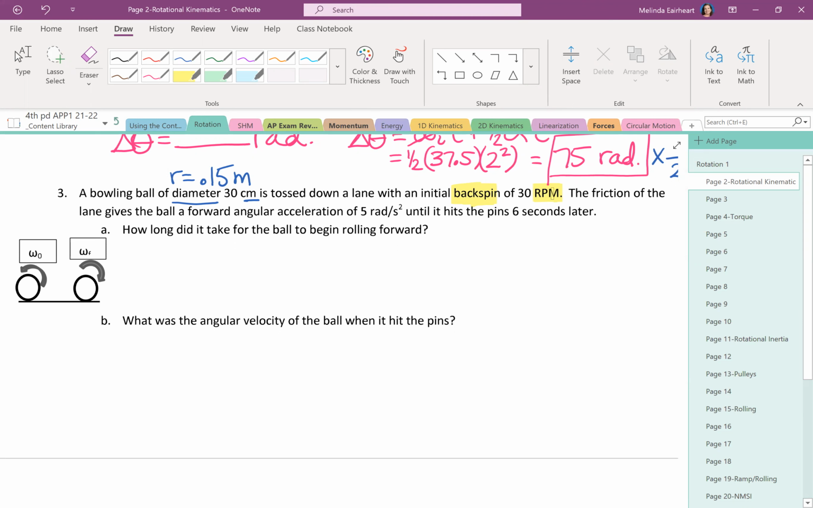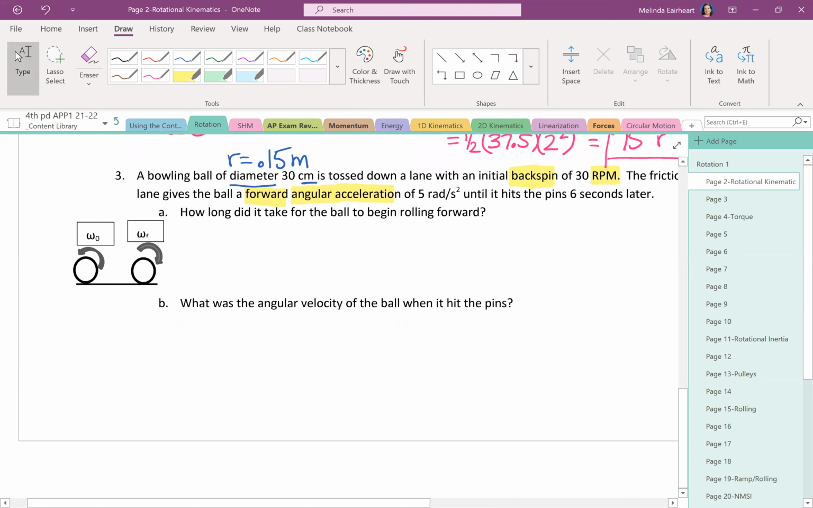And then it says that there's friction. Now they grease the lanes up, they are slick, but there's still some friction. It gives the ball a forward angular acceleration of 5 meters per second squared, radians per second squared, until it hits the pins 6 seconds later. Now they show a picture of the bowling ball, initially and finally.